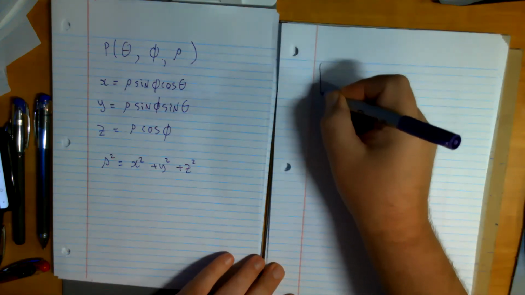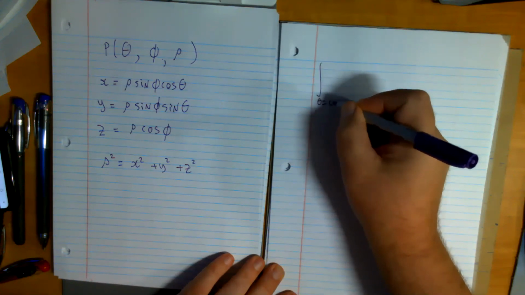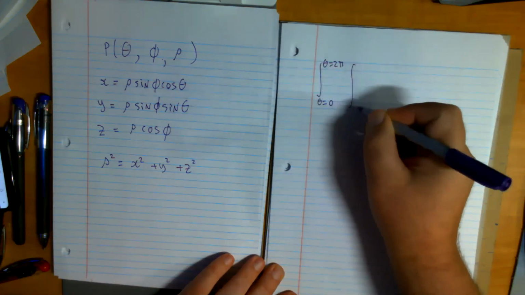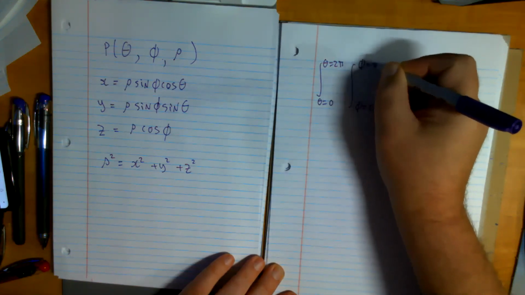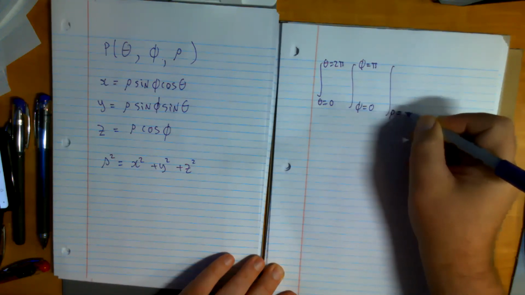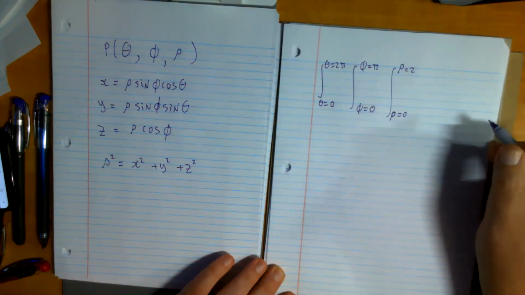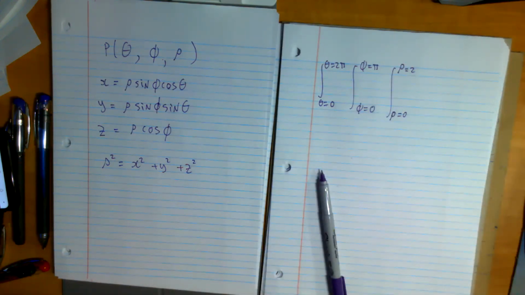So suppose you're asked to do a triple integral, and theta is going to go from 0 to 2 pi, and phi is going to go from 0 to pi, and rho is going to go from 0 to 2, and oh, darn it, in space.